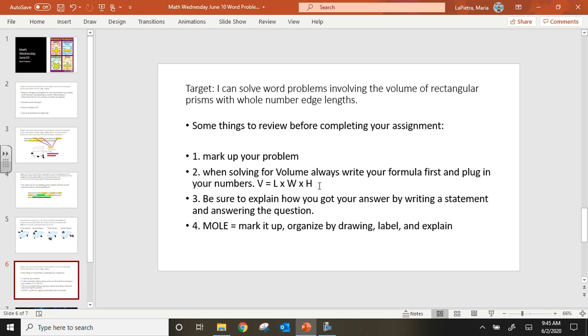3, be sure to explain how you got your answer by writing a statement and answering the question. And always remember, MOL can help you solve. Mark it up, organize by drawing, label, and explain.